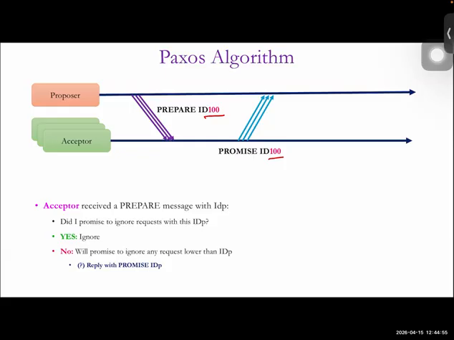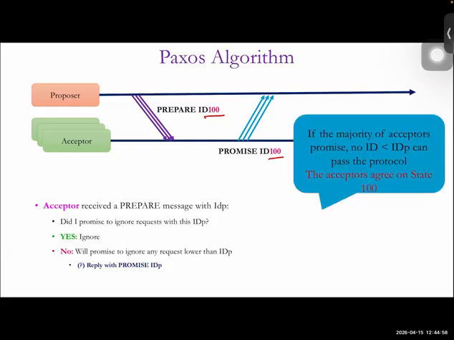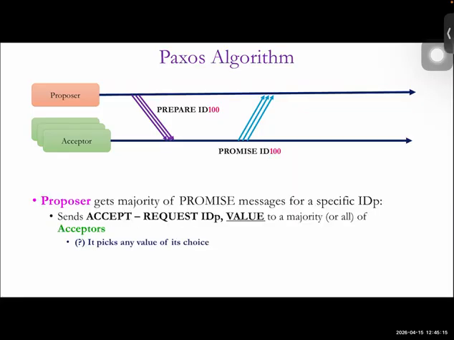The next phase is the accept phase. What is that? If the proposer receives the promises from a majority, it sends an accept value. That accept value is what the majority of acceptors accepted, for example, go for dinner in this case.